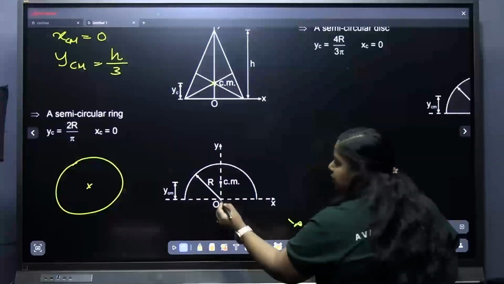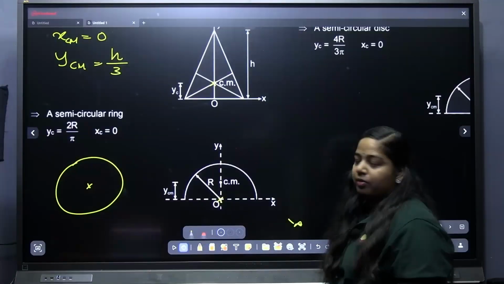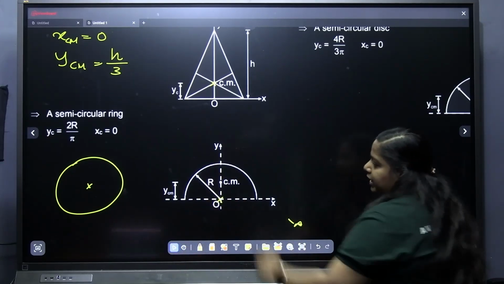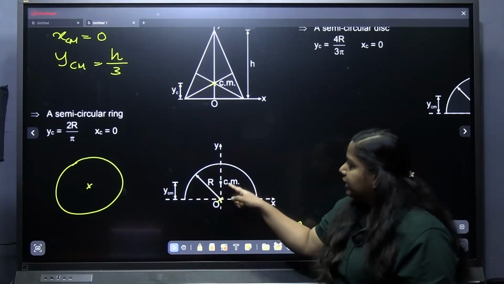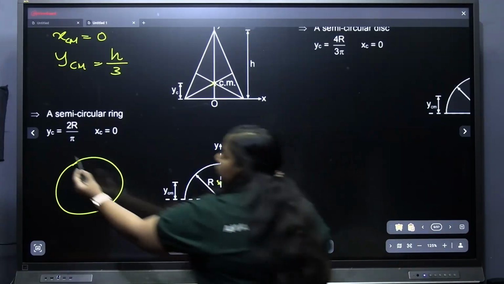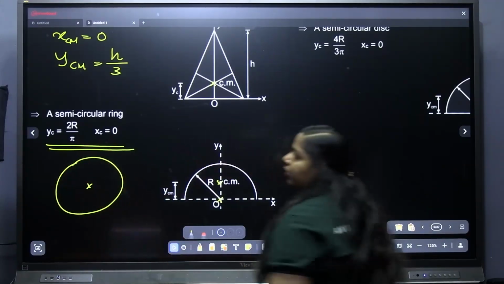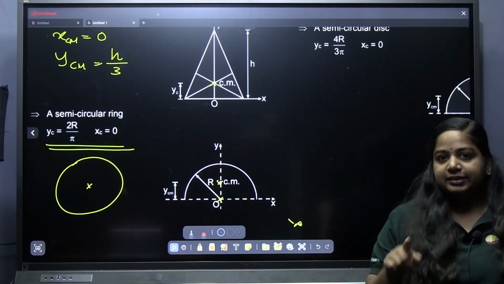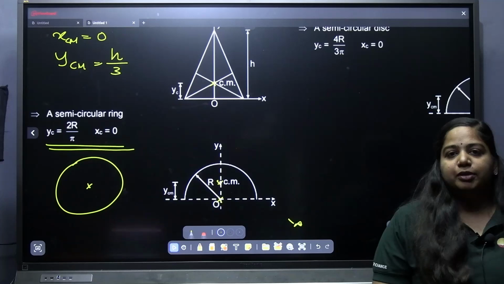So for x it will be exactly in the middle. Now if you take the y-axis, they have derived and found that the point is equal to 2r by pi. For a semicircular ring, xcm will be 0, ycm will be 2r by pi.